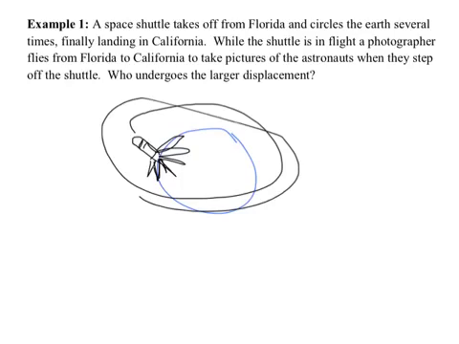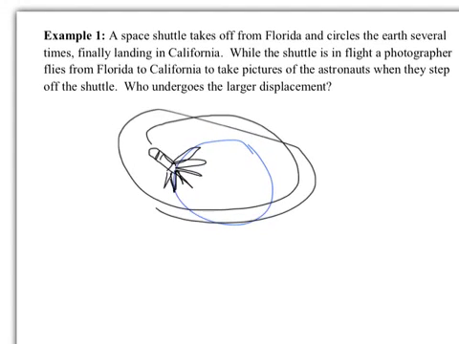It simply asks, who undergoes the larger displacement? Well, in essence, this space shuttle might have flown a few times around the Earth, but then it landed in California. So let's say here's Florida and here's California on the Earth.